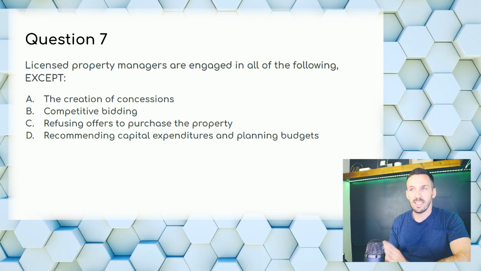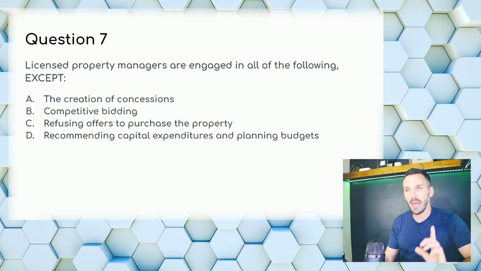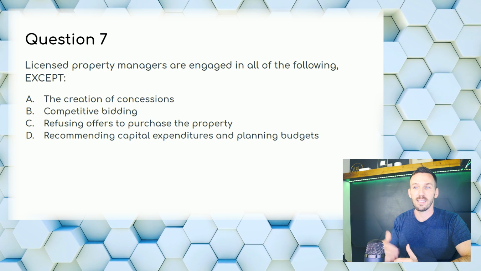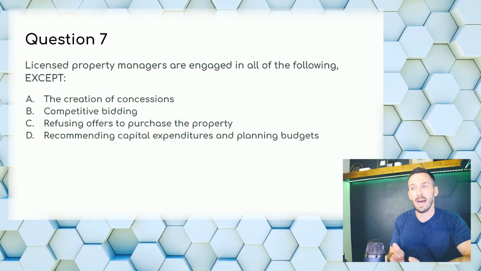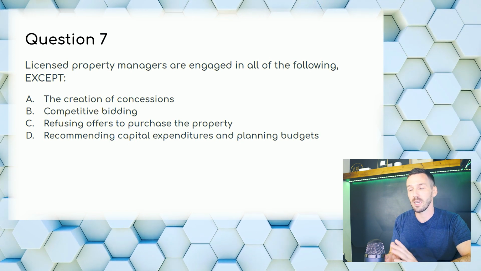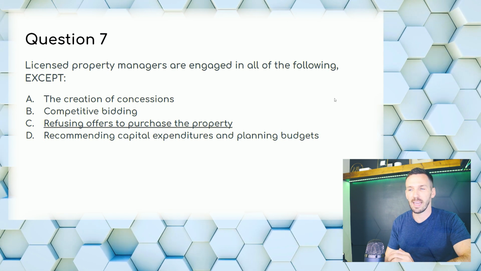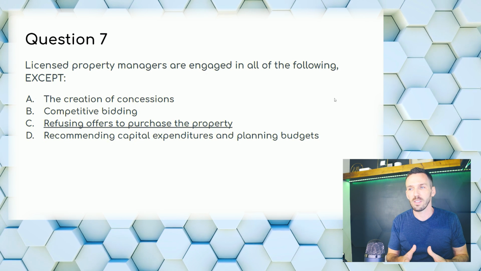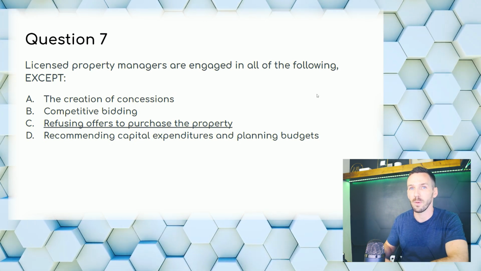Question 7. Licensed property managers are engaged in all of the following except A, the creation of concessions, B, competitive bidding, C, refusing offers to purchase the property, or D, recommending capital expenditures and planning budgets. So the only one that makes sense here is C. Just have to say that right out the gate on this one. They can't refuse offers just like an agent can't refuse offers. Offers must be disclosed to our clients or the homeowners in this example.